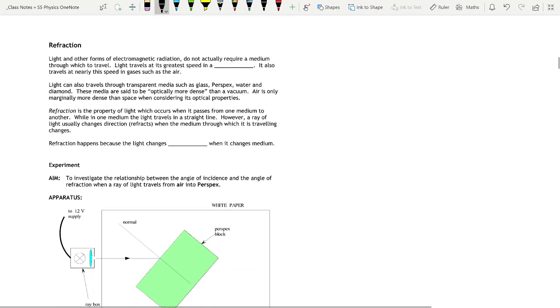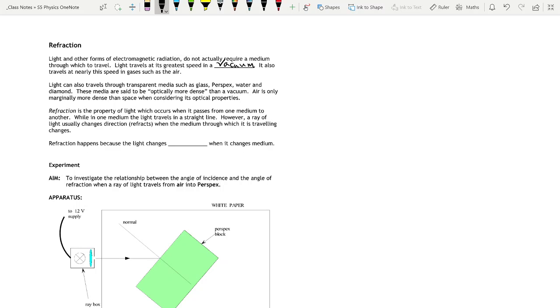So refraction. Light and other forms of electromagnetic radiation do not actually require a medium to travel through. Light travels at its greatest speed in a vacuum, but the speed of light in air is pretty much the same as the speed of light in a vacuum. Light can also travel through transparent media such as glass, perspex, water, and diamond. And these media are said to be optically more dense than a vacuum. Air is only marginally more dense than space when considering its optical properties, so we pretty much think they're about the same.